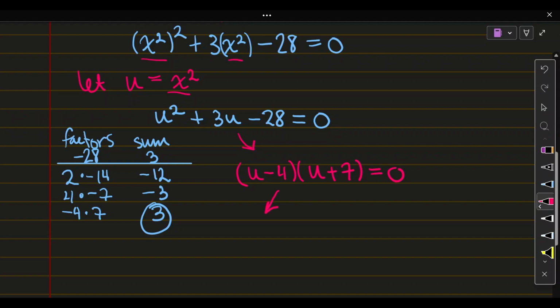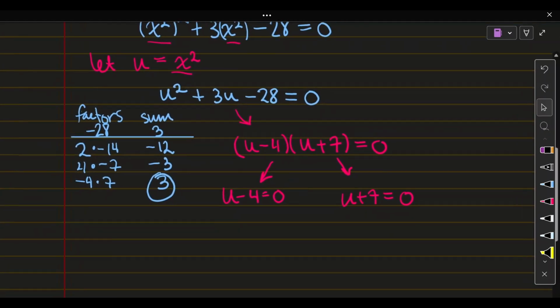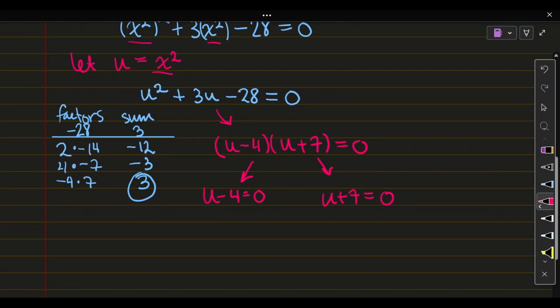Now I set these separately equal to 0 by the zero product property. So I have u minus 4 equals 0 and u plus 7 equals 0. If this solution method is unfamiliar to you, I recommend that you check out my video on solving quadratic equations. I go over all this in a little bit more detail. So now I can just solve these equations for u. Subtracting 4 from both sides here, I get that u is equal to positive 4. Sorry, adding 4. And then subtracting 7 from both sides here, I get that u is equal to minus 7.